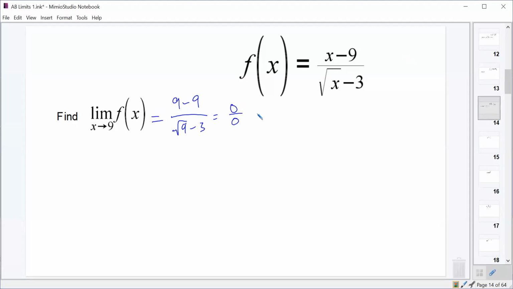0/0. You'll find a pattern that not very many of the limits that we deal with will just come out to be a number, because those are just too easy, right? It's just like evaluating things. You could have done that in second grade. So this is indeterminate, which means we have to find some way to deal with it. How are we going to deal with it?